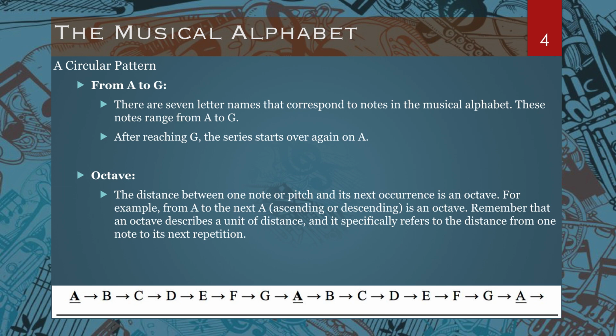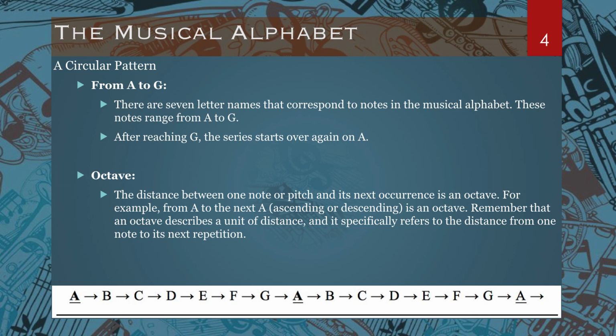Now the musical alphabet. You should already know this, but it's a circular pattern that starts on A and ends on G. There are 7 letter names that correspond to notes in the musical alphabet. After reaching G, the series begins over again on A. In the diagram on the bottom, you can see how A goes to B, then C, D, E, F, and once it hits G, to go to the next note, you have to start over again on A.